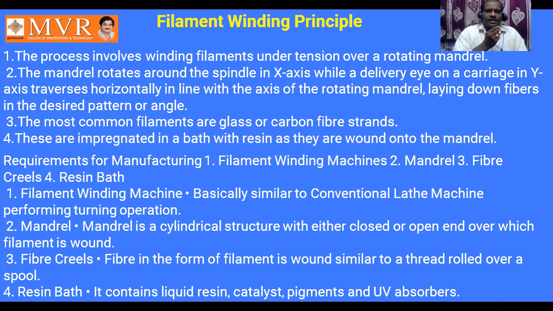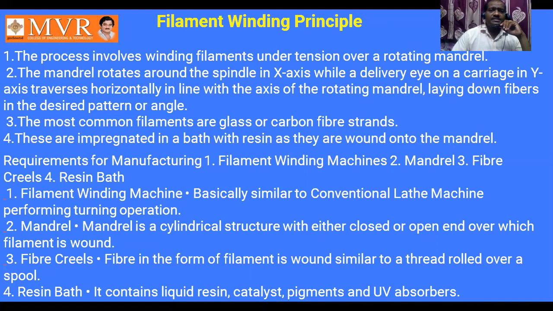The mandrel rotates around the spindle in the x-axis, while a delivery eye on the carriage traverses on the y-axis horizontally in line with the axis of the rotating mandrel, laying down fibers in the desired pattern or angle. The most common filaments are glass or carbon fiber strands. These are impregnated in a bath with resin as they are wound onto the mandrel.